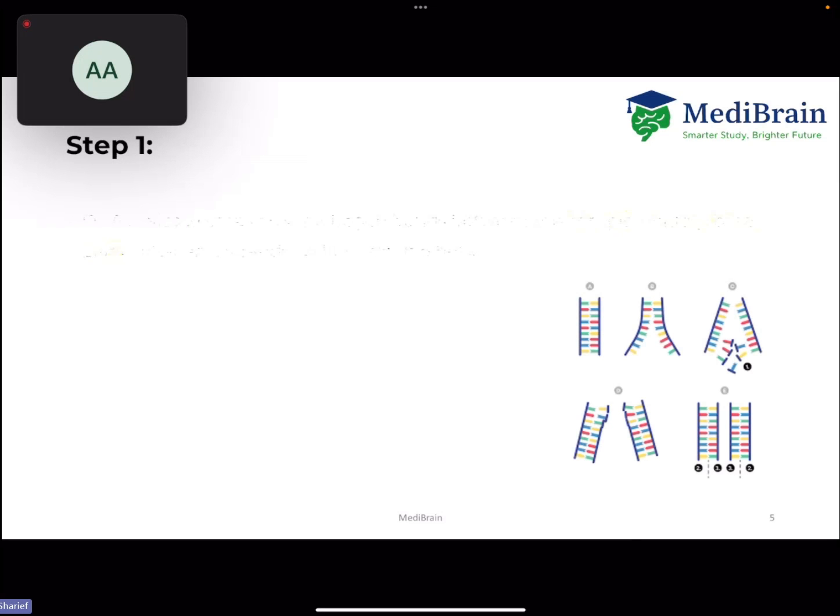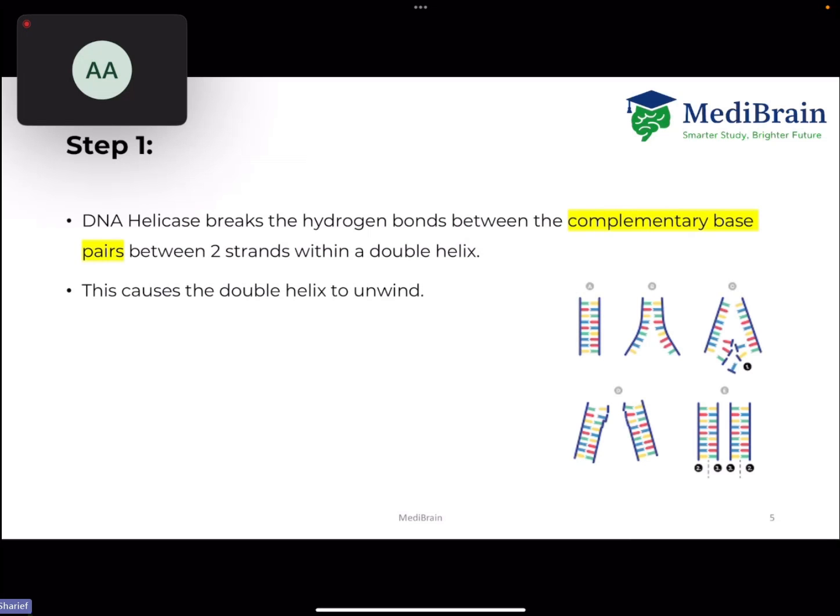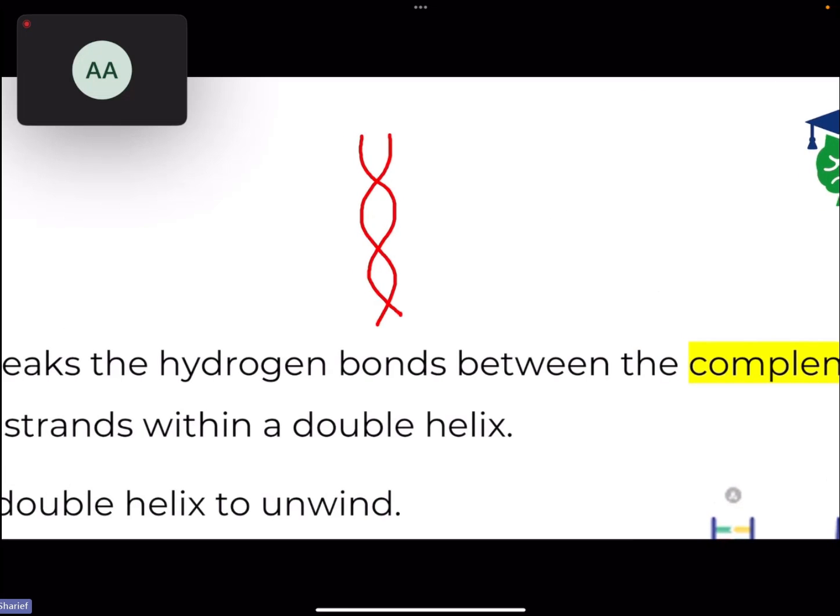Now step one: DNA helicase breaks the hydrogen bonds between the complementary base pairs between two strands within a double helix. Okay, now what does that mean? We looked at the structure of DNA in our last lesson, and we saw that if I just draw it out over here, let's say that this is the structure of DNA.